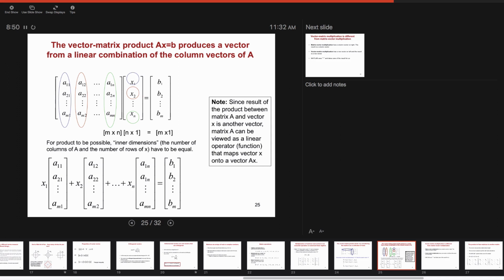So you can either have these dot products of rows and a column, or you can see it as a linear combination, with these coefficients, of the columns of A. Either way is correct. Okay?